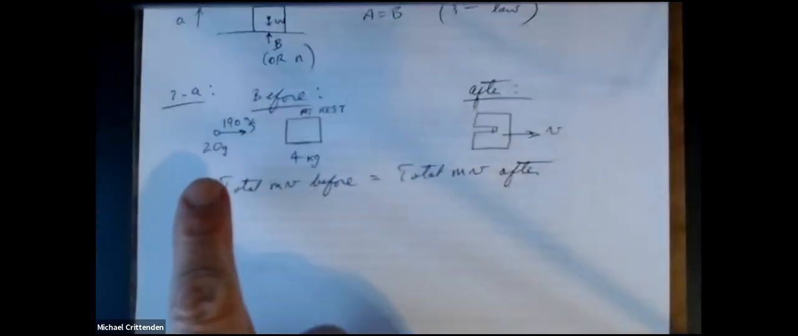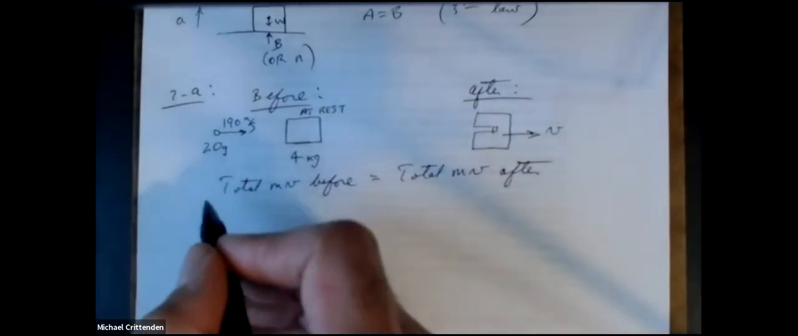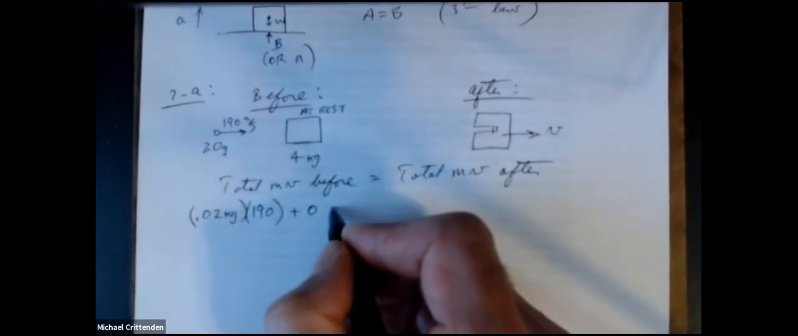Conservation of momentum says that if you add up the momentum of both the bullet and the block in the before picture, it's got to be the same total that you get in the after picture. Momentum is mass times velocity, so momentum of the bullet, 0.02 of a kilogram, times 190 meters per second, plus momentum of the block, well, it's just sitting still. I mean, 4 kilograms times 0 if I wanted to write it down, but that's 0.